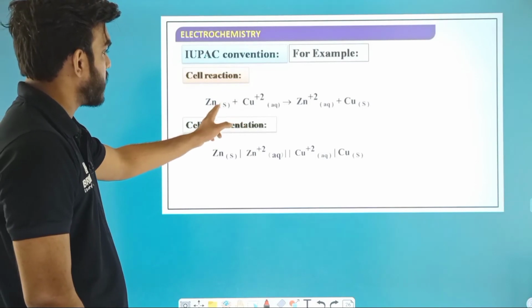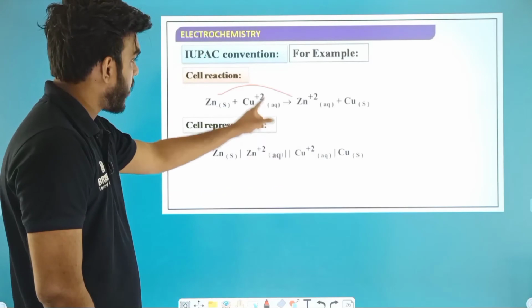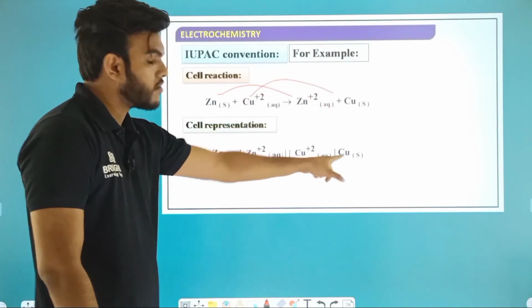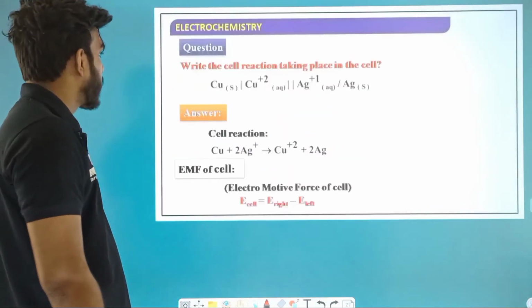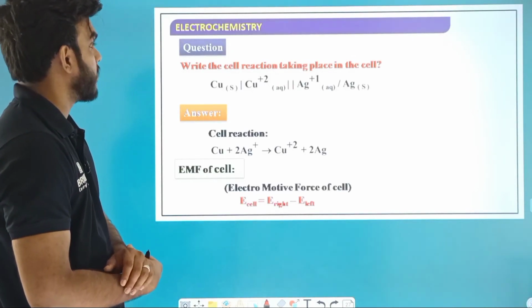This is the reaction, so Zn will become Zn2+, that is Zn | Zn2+ || Cu2+ will become Cu, that is Cu2+ | Cu. So now we can find what cell reaction is taking place in the reaction.